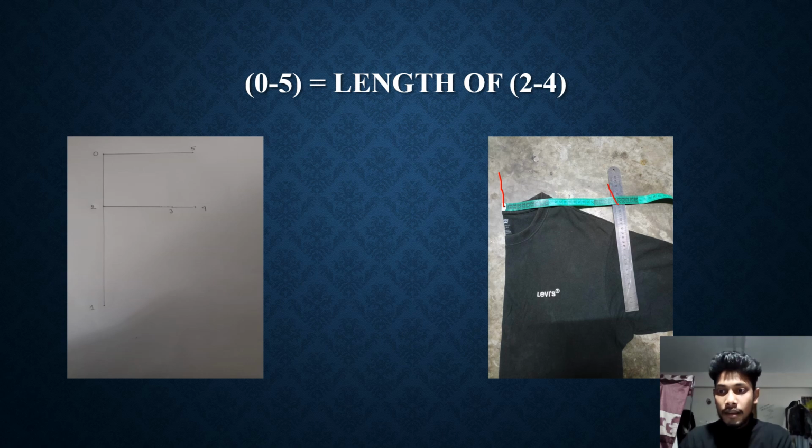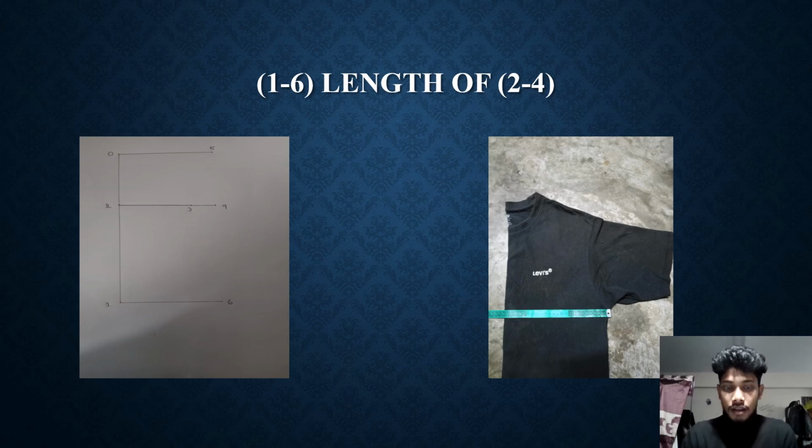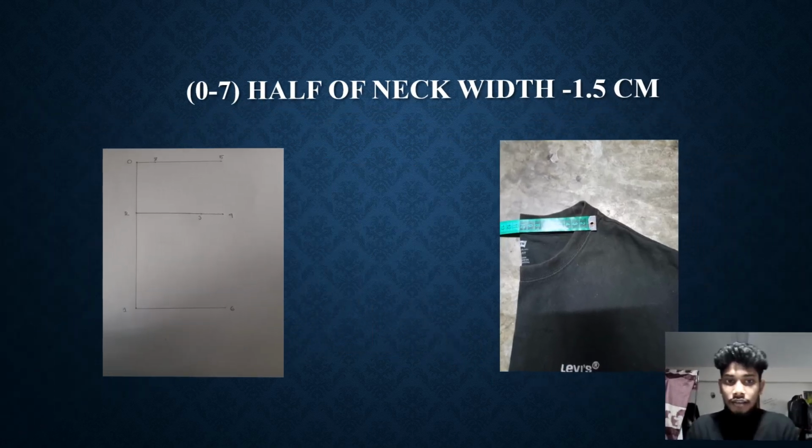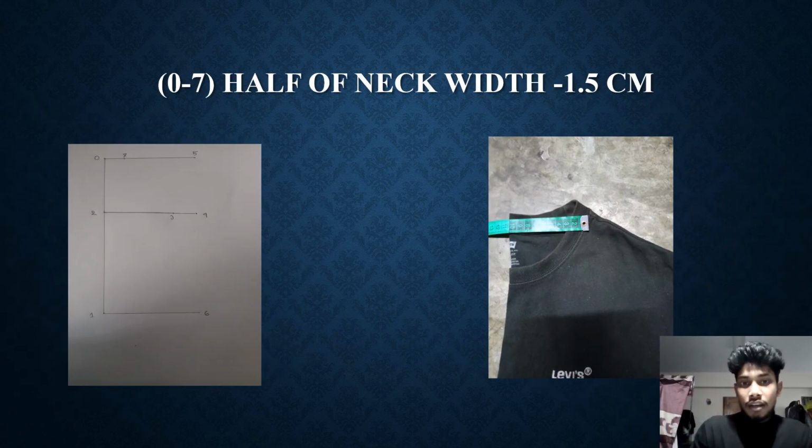And now we will draw the 1 to 6 point. This point is similar to the 2 and 4 line. Basically the measurement is the same as the figure. And then we draw the 0 to 7. This is the measurement of half of neck width. Half of neck width is in this figure, and we subtract 1.5 centimeter for allowance.